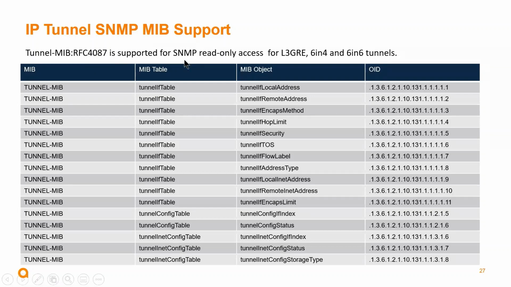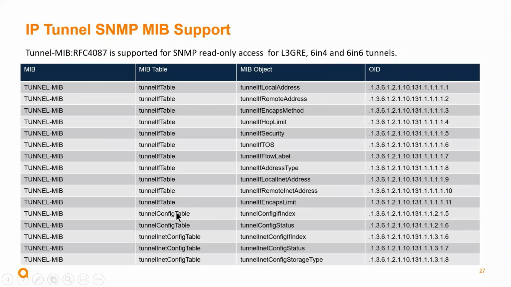This SNMP is only read-only access for the MIBs, and it is supported for the following tunnels: L3GRE tunnel, IPv6 and IPv4 tunnel, IPv6 and IPv6 tunnel. So this is a tunnel MIB and it contains the following tables: tunnel IF table, tunnel config table, tunnel INET config table. The tunnel IF table contains information about the tunnel like local address, remote address, encapsulation method, hop limit, security, TOS, flow label, address type, local INET address, remote INET address, and then the encapsulation limit.